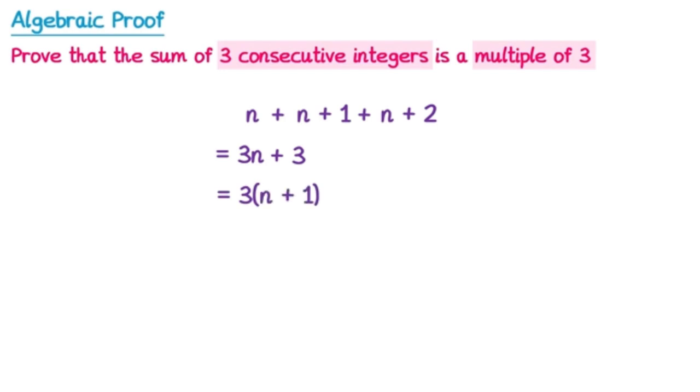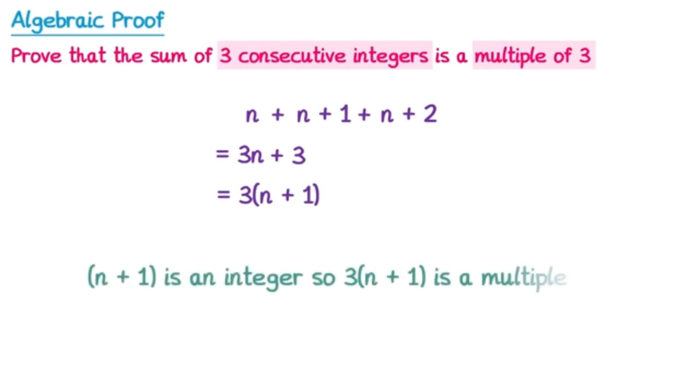So we can finish this proof by saying n plus 1 is an integer, so 3 lots of n plus 1 is a multiple of 3. Now let's look at a slightly harder version of this type of proof.